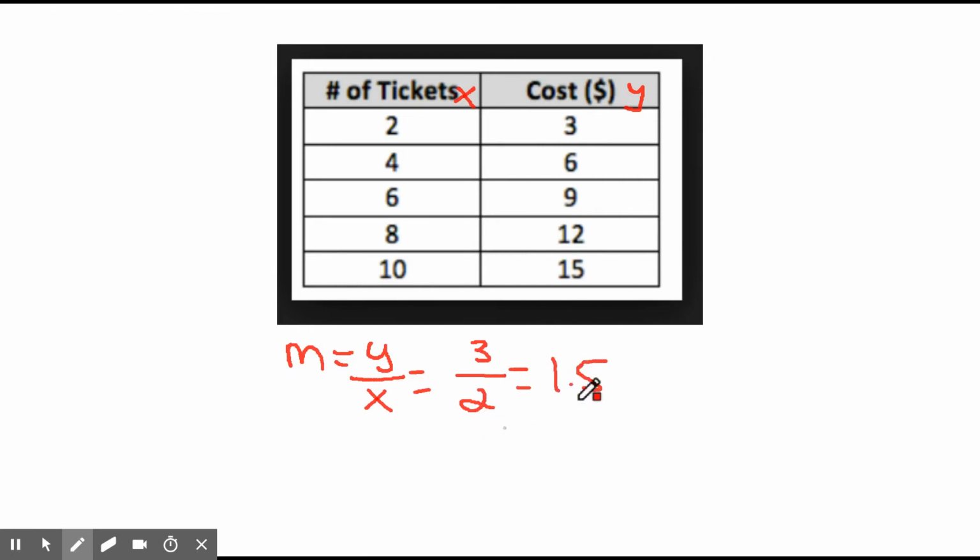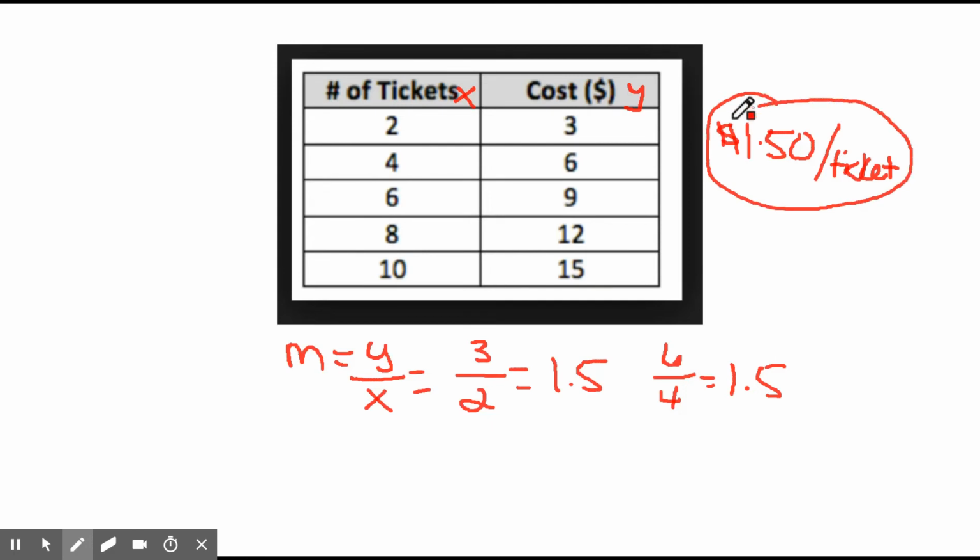Okay, and then again, if I tried another one, 6 divided by 4, that's equal to 1.5. So what that means is that the cost per ticket, let me write that over here, is $1.50. If I wanted to write it just like a unit rate per ticket, this is the unit rate. It's $1.50 per ticket. But we're not writing it this way anymore. We're going to have you put it in the equation.